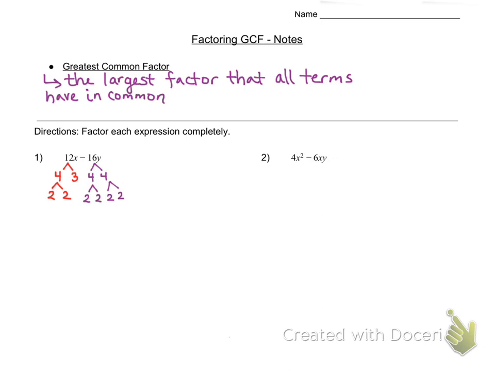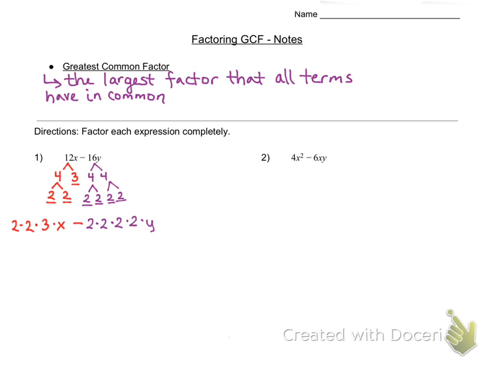So now if I look at just the numbers at the bottom of the tree, I have 2 times 2 times 3, and if we include that x, times x, minus, now our second factor, we have at the bottom 2, 2, 2, and 2. So 2 times 2 times 2 times 2, and then we also have that y, so times y.